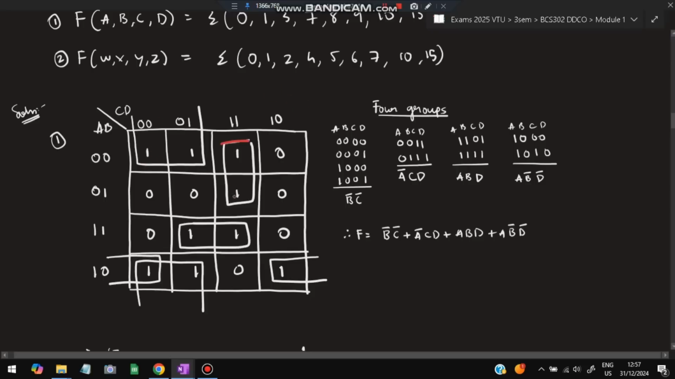It's not necessary that you make the groups only the way I have made them. You can make them in other ways also. There are other ways possible. See, I could have taken this one, I could have taken this one, but I have taken this one and this one together. You can take it any way, they are all valid.